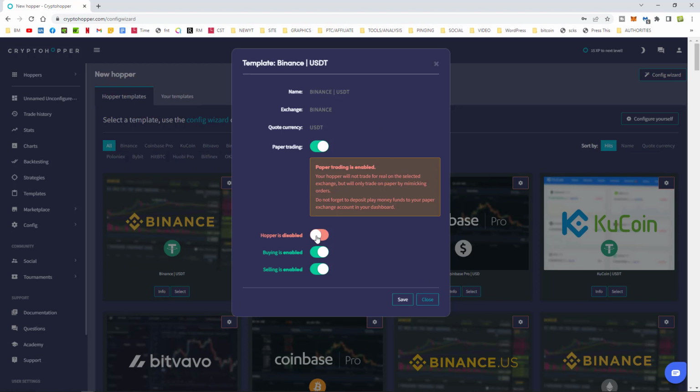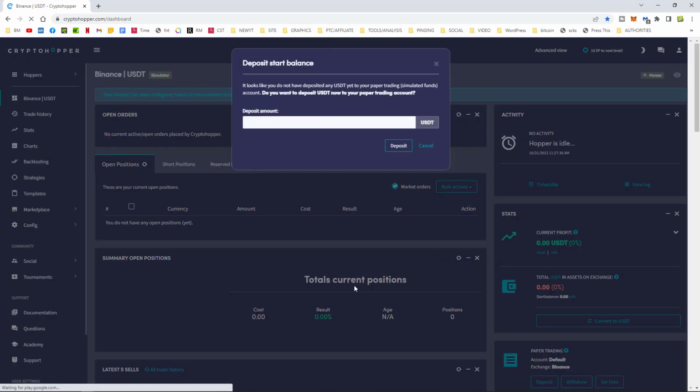Alright, so, and I'll just enable that, and I'll disable the buying and selling because we don't want any false signals coming through. Alright, save. Alright, now, so it wants some USDT in there, so let's say, should we say $1,000? Alright, deposit.